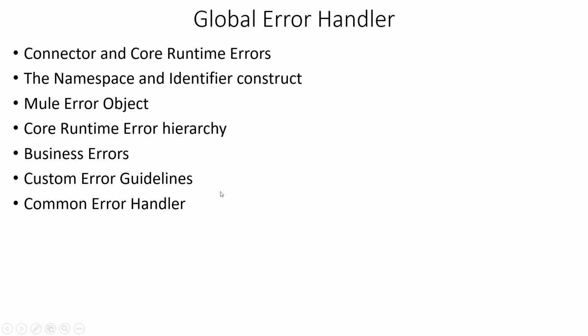So in this video, we are going to see how we can implement a global error handler. To create a global error handler, we'll start off with the Mule error object. We'll understand a few basics of Mule error, and then we'll understand how to create a custom error, follow a few guidelines for creating business errors, and then finally we'll create a Mule project where we have implemented the common error handler. So let's get started.